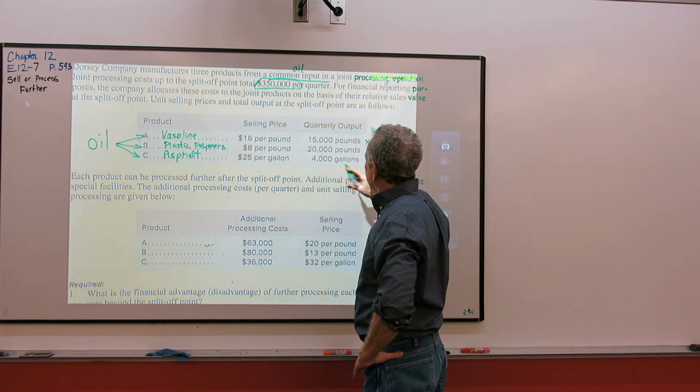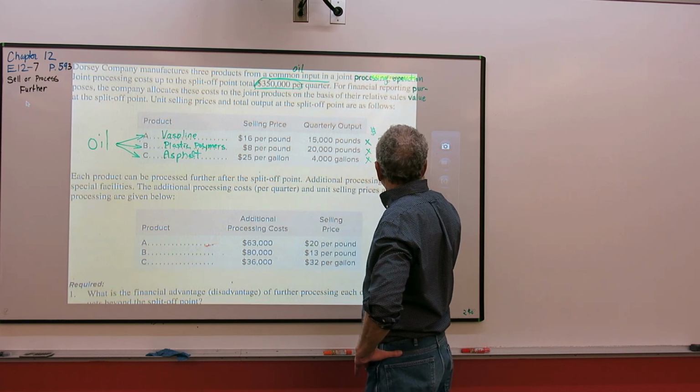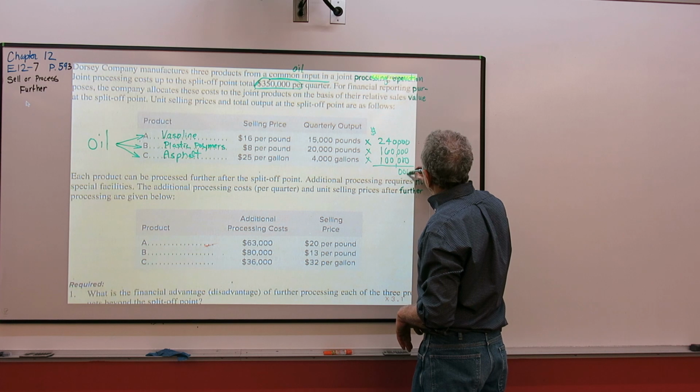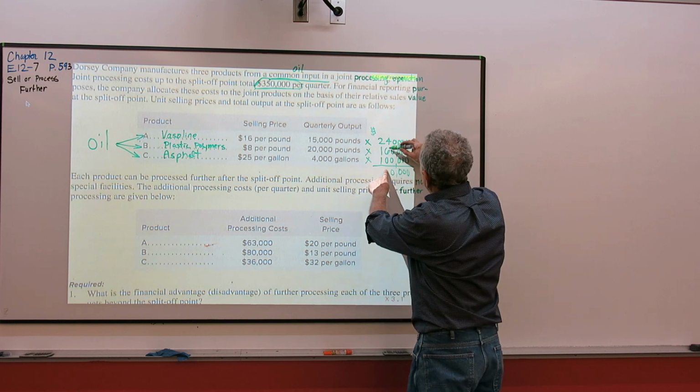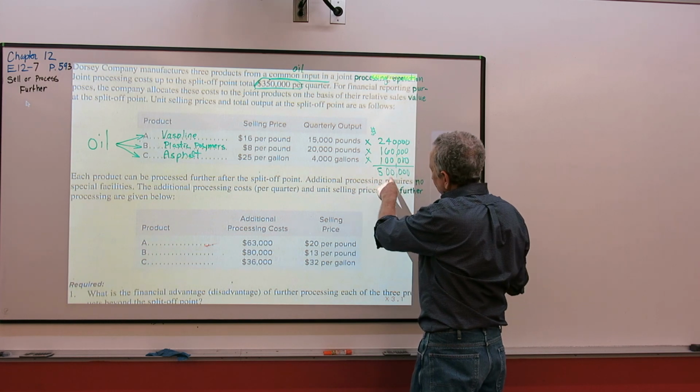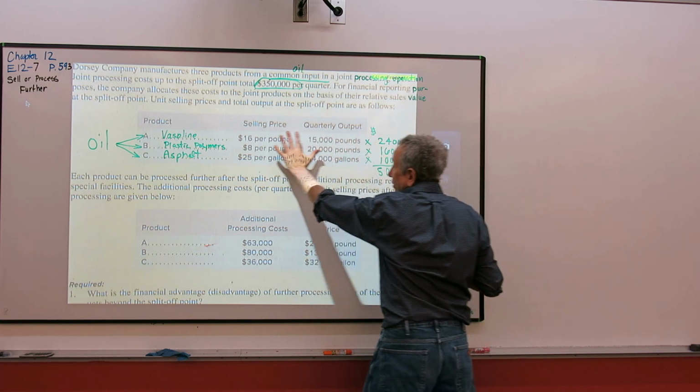And then 25 times 4, that's $100,000. And this is what they can sell it for. So what is that? 0, 0, 0, 0, 0, 2, 4, 500. They can sell it for $500,000. This is everything they've got right now.